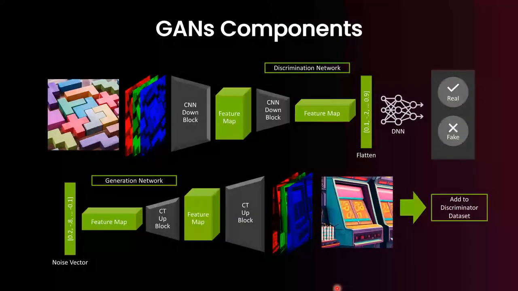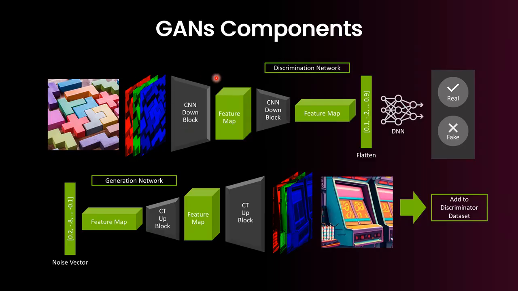The generative adversarial network consists of two components: the discriminator network and the generator network. Let's check the idea of GANs. The discriminator is typically a convolutional neural network, as shown here. It's a CNN block, which consists of a convolution layer, a batch normalization layer, and a ReLU layer.